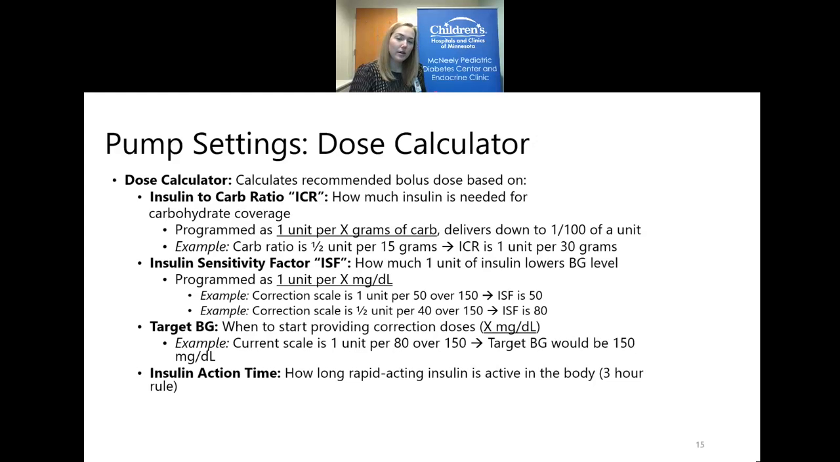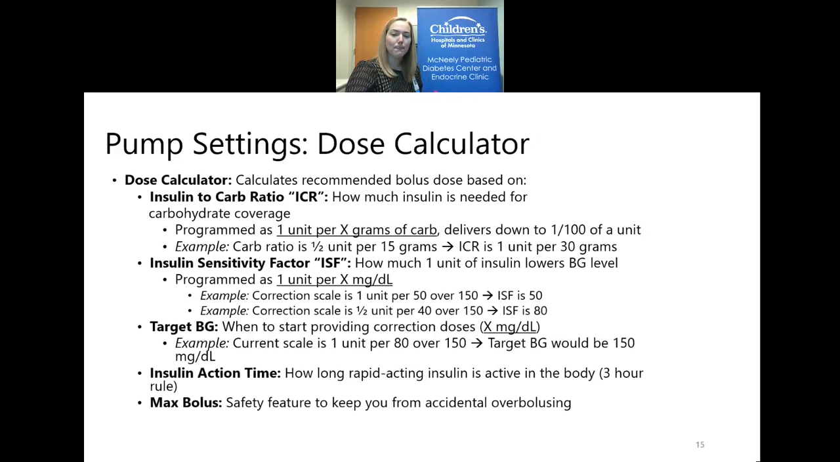So in our pump, we program what that time frame is. Most people, we start you at 3 hours. That's what you're used to using, but the pumps can vary anywhere between 2 and 6 hours. And you can change that. If you find that you burn through insulin faster, you can reduce that insulin action time, but we typically start you at 3 hours.